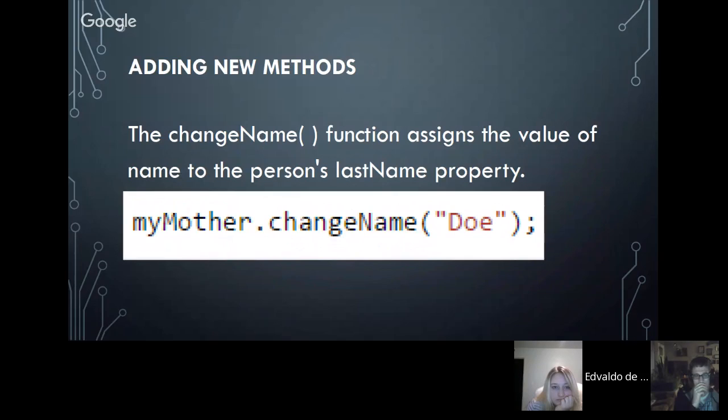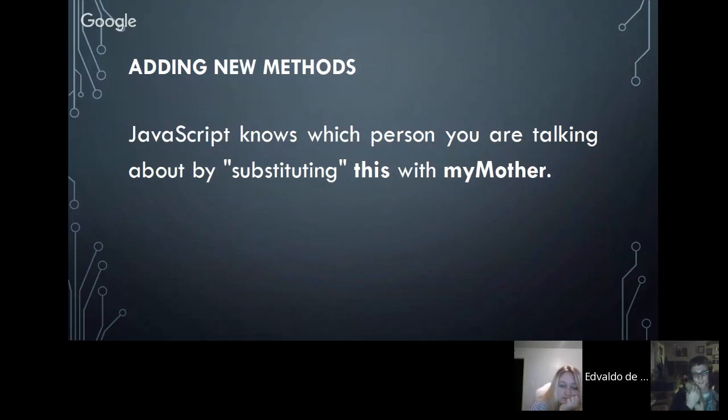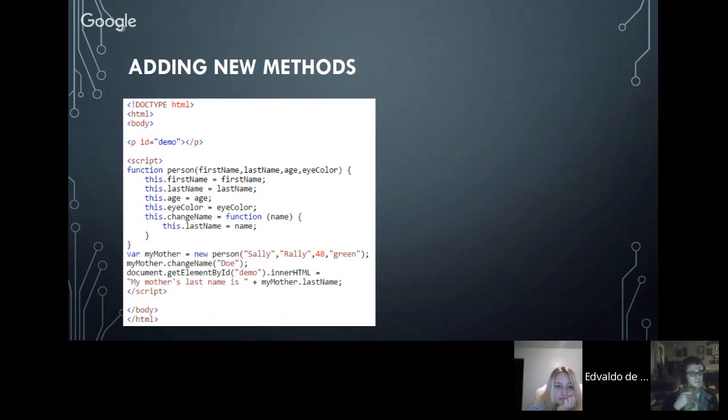For example, the changeName function assigns the value of name to the person's last name property. In this example, myMother.changeName to Doe. JavaScript knows which person you are talking about by substituting this with myMother. We have this example. Can you see this example?